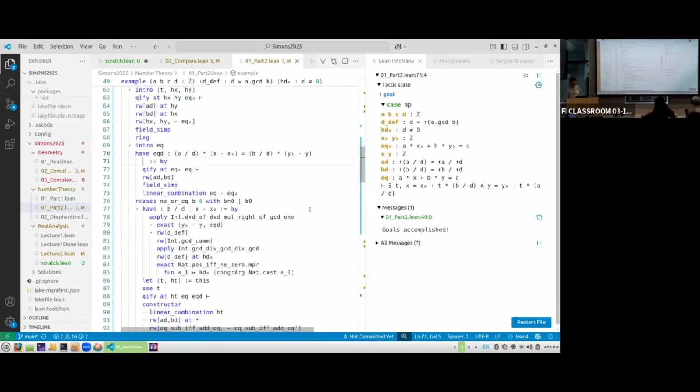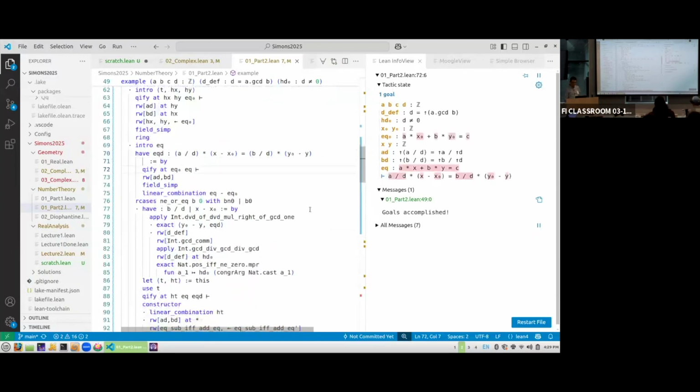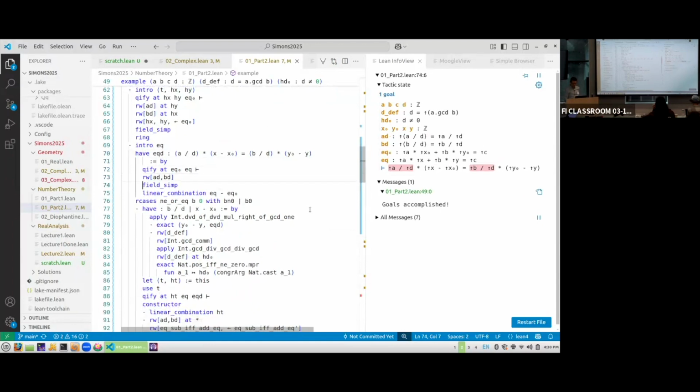So we prove this result by first Qifying the relevant statements and then changing the integer divisions to rational divisions, and then field_simp. And then indeed, it is the difference of the two equations, a linear combination.